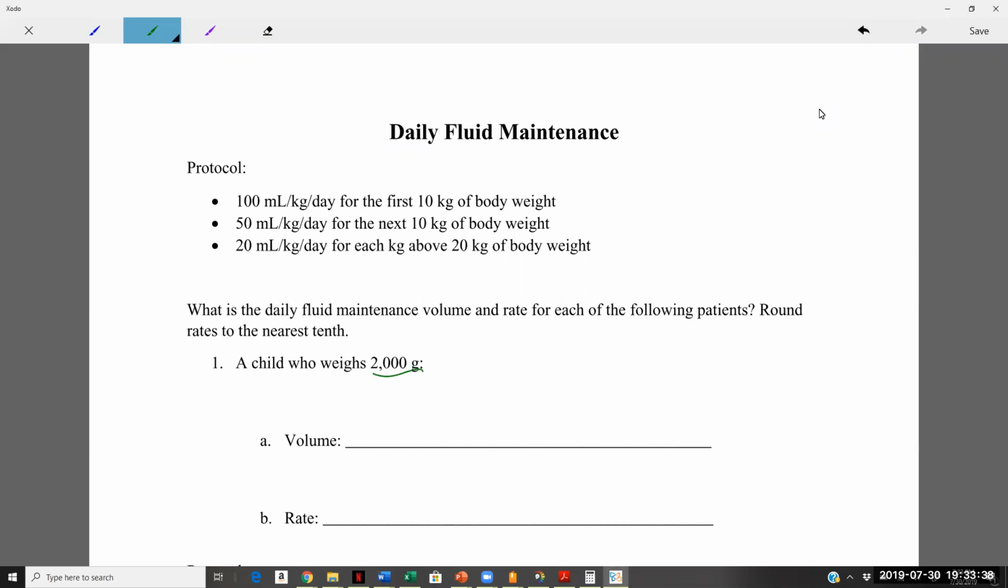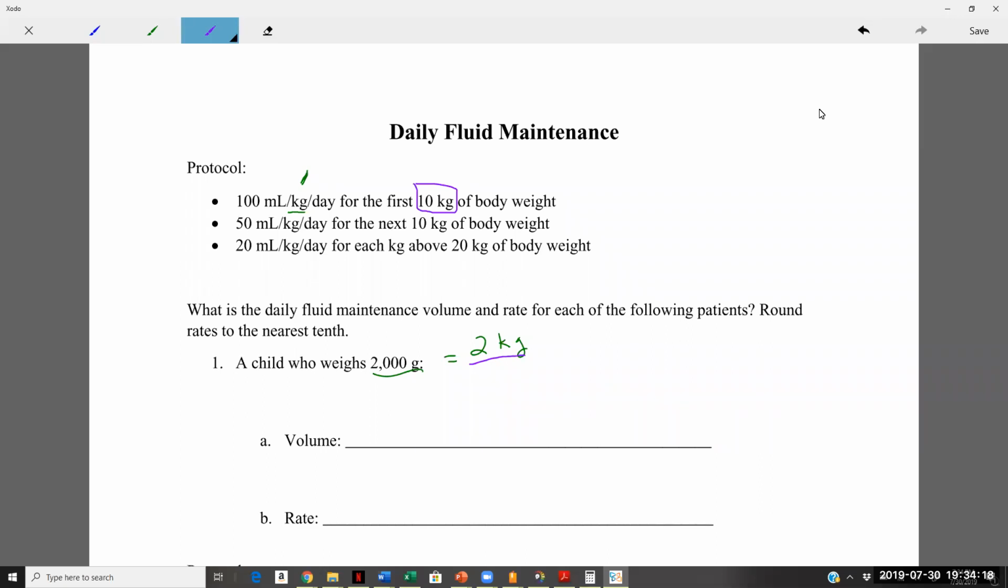We do need to convert that to kilograms because when you look up here, you're told that the amount of fluid, the volume, is based on kilograms. So we do need to convert to kilograms. We know that 2,000 grams is equal to 2 kilograms, so that's what we're working with. And we come up here, and it's broken into 3 tiers. The first one, you're looking at if they have up to 10 kilograms of body weight. And our patient does have only up to 10 kilograms.